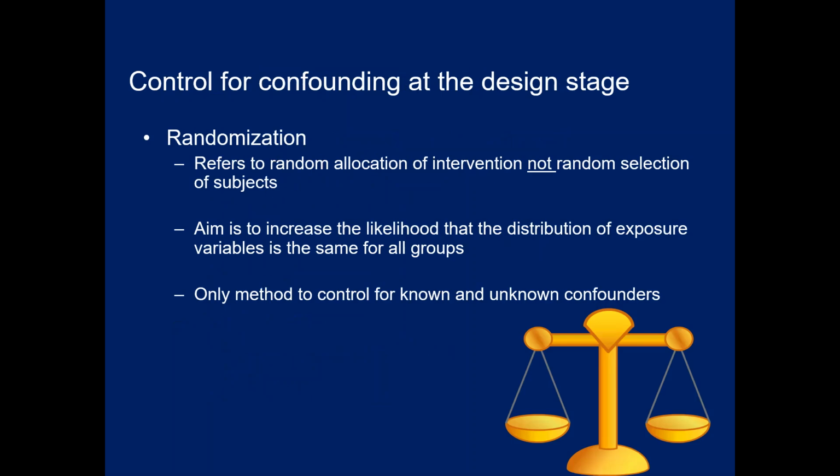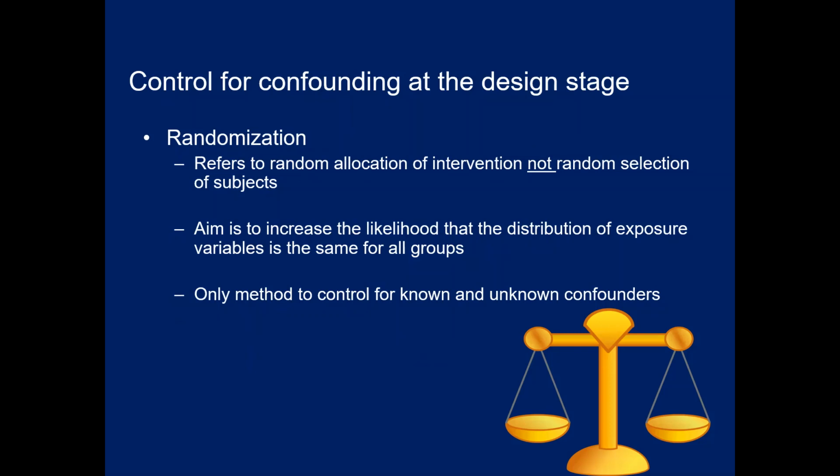The really important thing that I do want to note first and foremost is that randomization refers to random allocation of an intervention, not random selection of subjects. Randomization is used to control for confounding and is only used in a randomized controlled trial. That is the key to them. Our aim with the randomization is to increase the likelihood that the distribution of exposure variables is the same for all groups. Okay, so the game there is to make everything balanced.